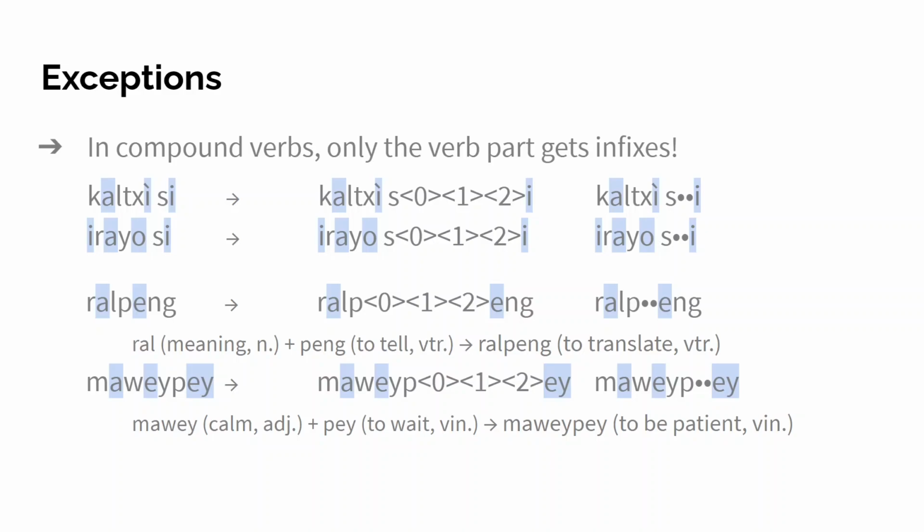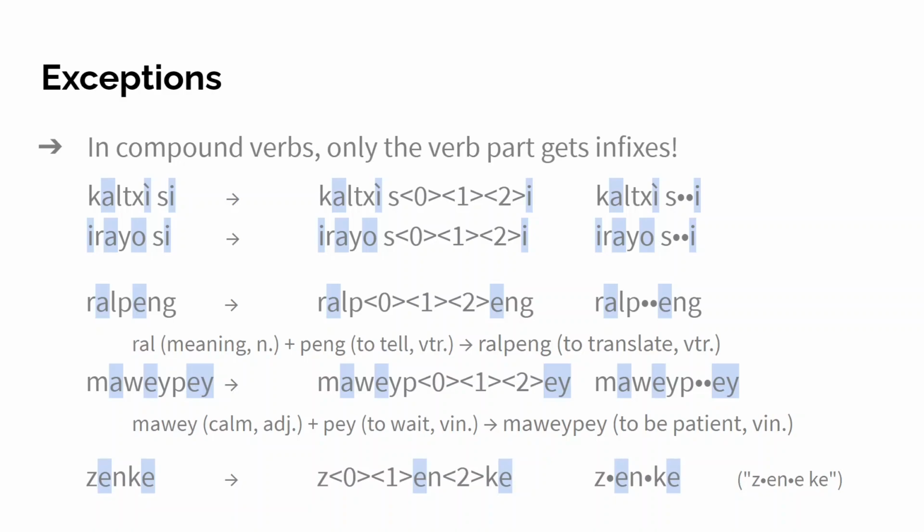And the same goes for mawei pei. Mawei is an adjective, means calm. Pei is to wait. So mawei pei together means to be patient, and everything goes into the pei. All the infixes go into the pei part, because that's our verb part in this compound verb. And then there is one very weird exception, which is senke.